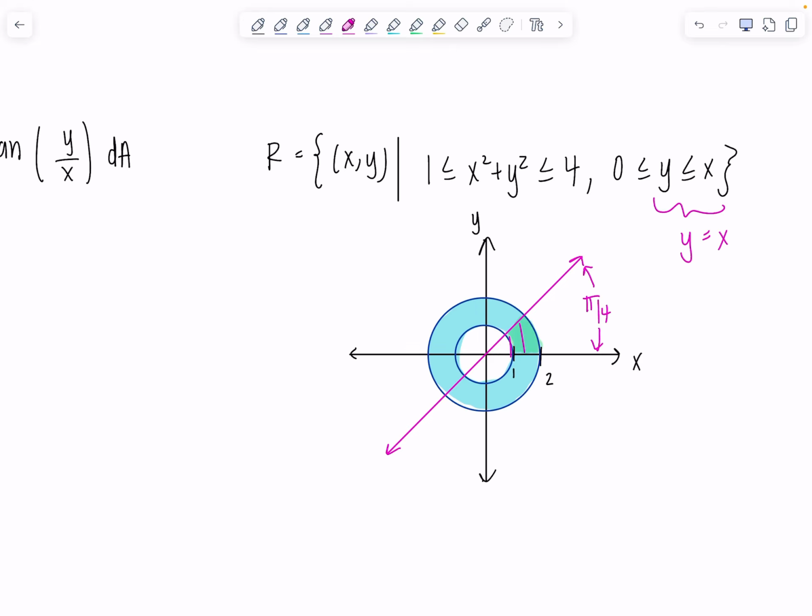Should I shade it in more? Yeah. So theta is going to be bounded between 0 and pi over 4. Beautiful. And then r is from 1 to 2. Good. And remember I told you to draw a ray outward. Where it hits first is the lower limit, 1. Where it hits second is the upper limit, 2. Okay, good.